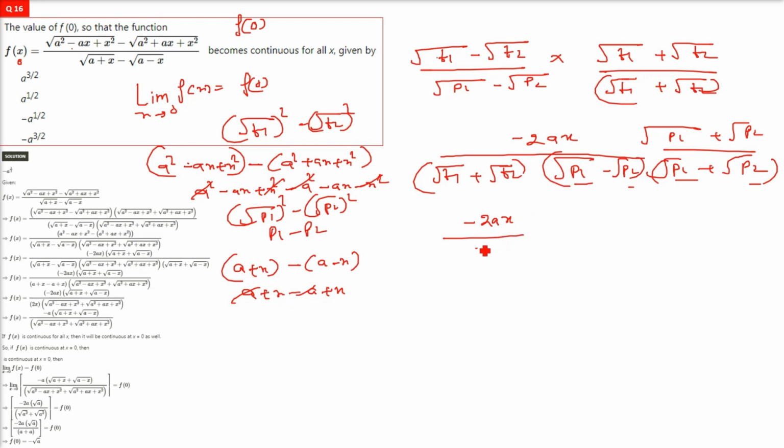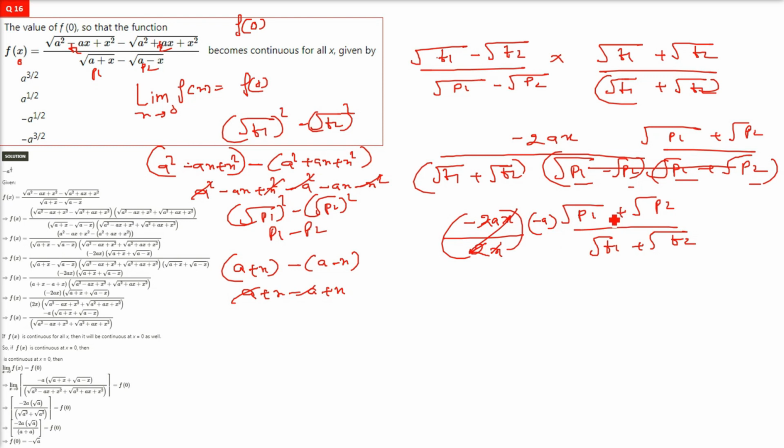and this you have got from the rationalization. But the plus sign still remains, root p1 plus root p2, and in the denominator root t1 plus root t2. Okay, this is t1 t2, just to make sure that this is p1 and p2. Okay, let us now cancel these two. Minus 2x and minus 2x you can cancel, and there is just a negative. So only minus a will remain. The result will be only negative a. You can just cancel these two out. Here you can apply the limit now.